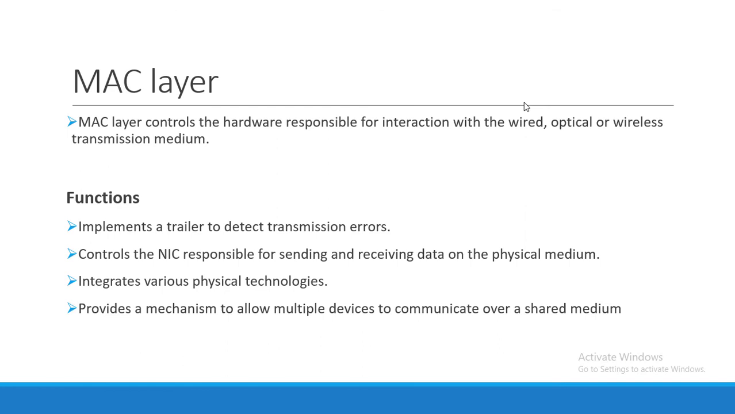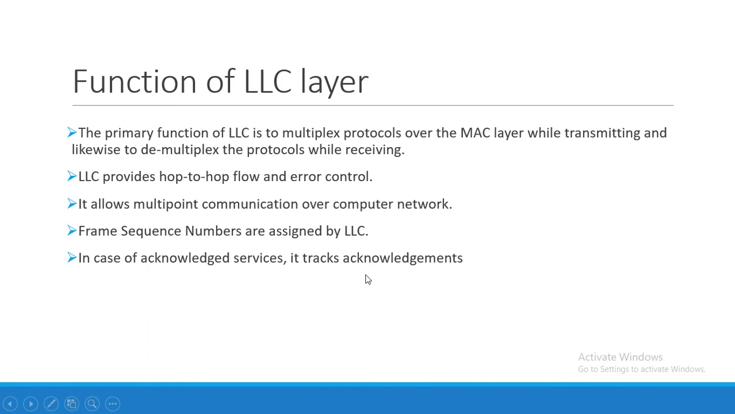Okay, now let's see what the MAC layer is. The MAC layer controls the hardware responsible for interaction with the wired, optical, or wireless transmission medium. Functions of the MAC layer are: it implements a trailer to detect transmission errors, controls the NIC responsible for sending and receiving data on a physical medium, integrates various physical technologies, and also provides a mechanism to allow multiple devices to communicate over a shared medium. Okay, now let's move to the next slide.